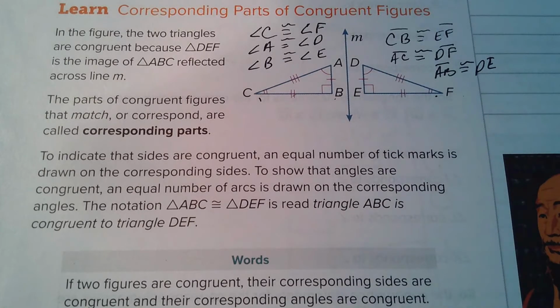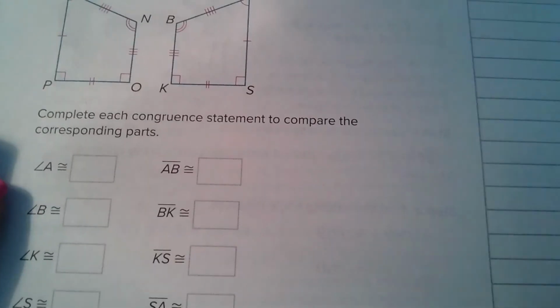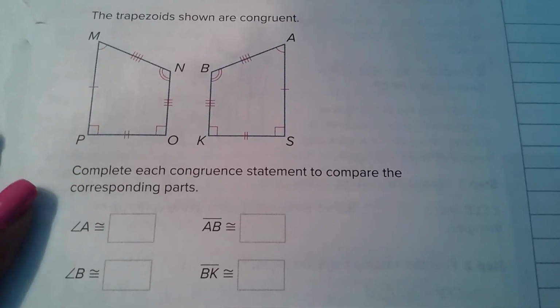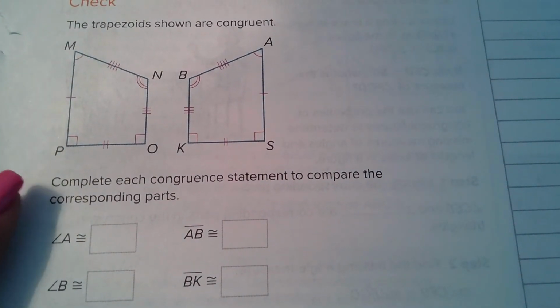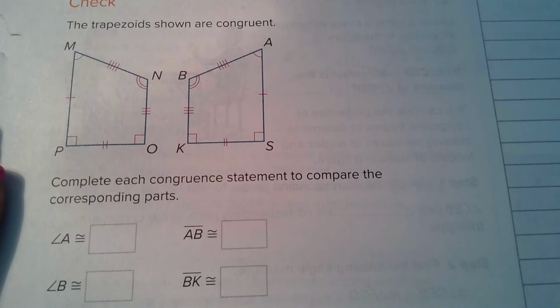Let's just try one to check our understanding. All right, so now we're dealing with a trapezoid. All right, and they give us the congruent sides and the congruent angles, and they just want to make sure we understand what we just went over. So they want us to complete each congruent statement to compare the corresponding parts.